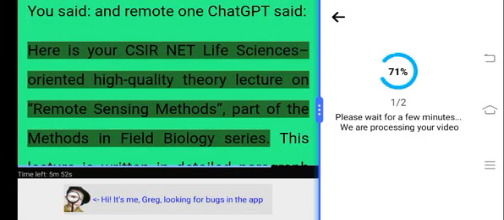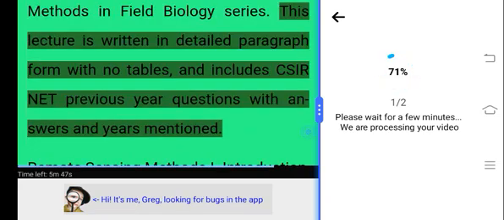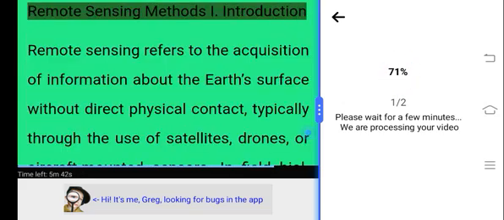Here is your CSIR NET Life Sciences oriented high-quality theory lecture on remote sensing methods, part of the methods in field biology series. This lecture is written in detailed paragraph form with no tables and includes CSIR NET previous year questions with answers and years mentioned. Remote sensing methods. Introduction.